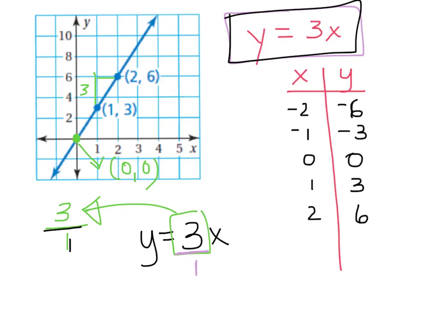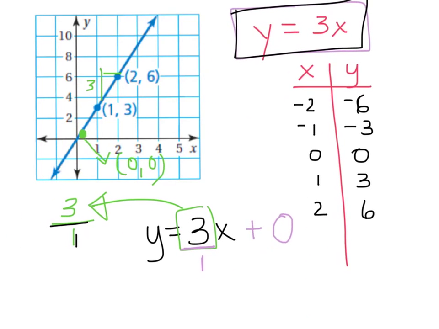Okay, now, I didn't have a y-intercept back here. It didn't say plus anything, but I could have added a plus 0 here. Now that would show me what the y-intercept was. So just because it doesn't have a number, that 0 is still there, and that's what the y-intercept is.